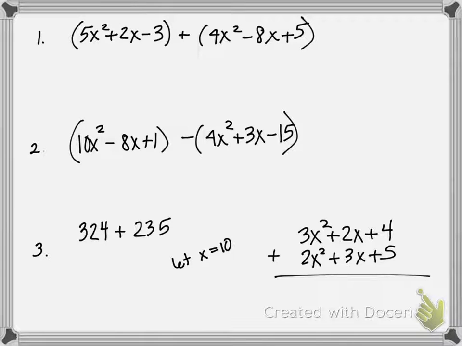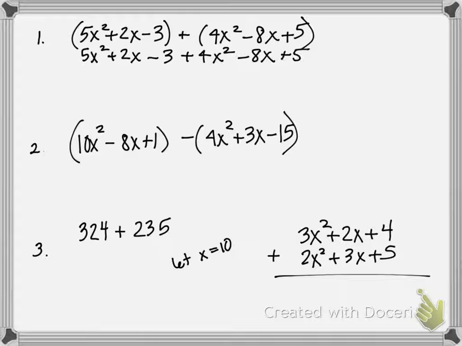For these three examples, we're going to practice adding and subtracting polynomials. So for number one, we have the sum of two trinomials, and essentially you don't really need the parentheses because there's no number in front of the parentheses to distribute. So I'm just going to rewrite this without the parentheses in the very front.